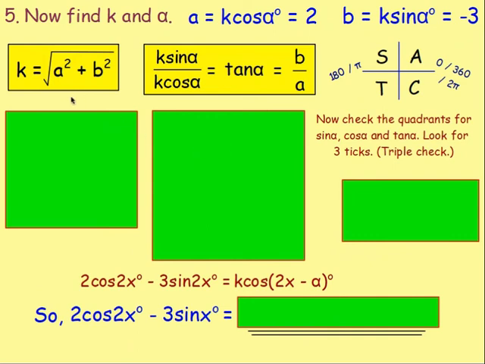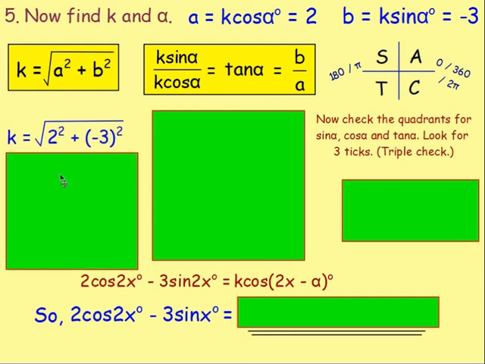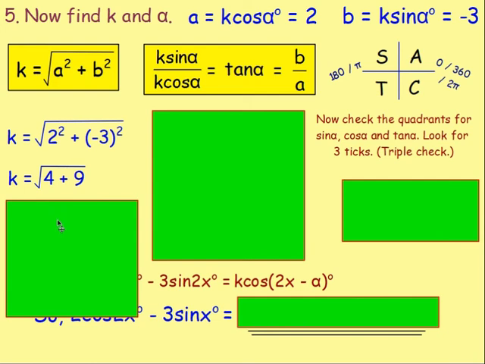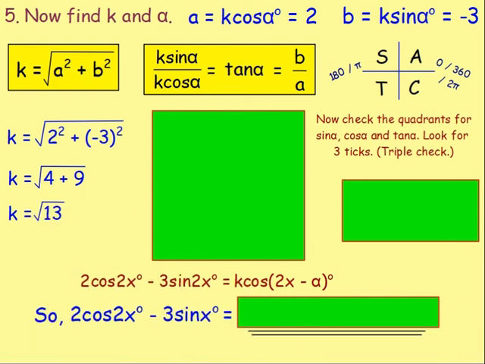So to work out k, you've got the square root of a squared plus b squared. So here you have the square root of 2 squared plus negative 3 squared. That will give us the square root of 4 add 9, which is root 13. Just leave it as the exact value.